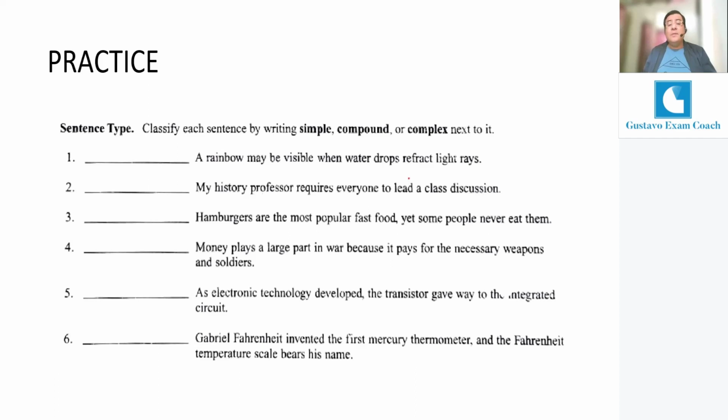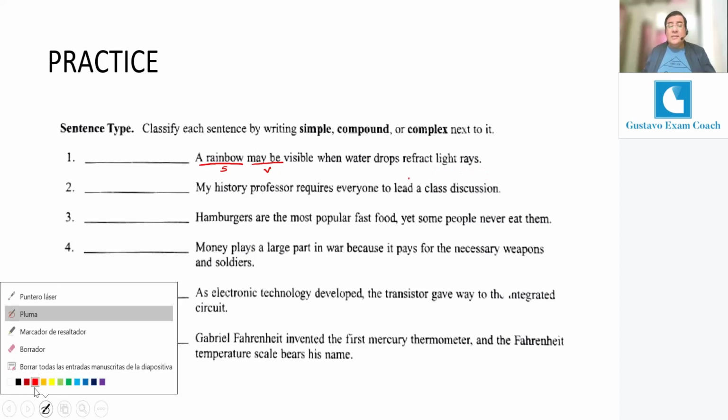Number 1. A rainbow may be visible when water drops refract light rays. We can see that there is a subject clearly, and this subject is a rainbow. We see a conjugated verb attached to it, which is may be, and so we know that there is a clause here, most likely an independent clause. Later on, we see when water drops refract light rays. Now, take a look at this.